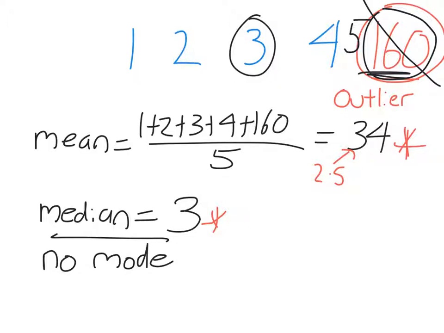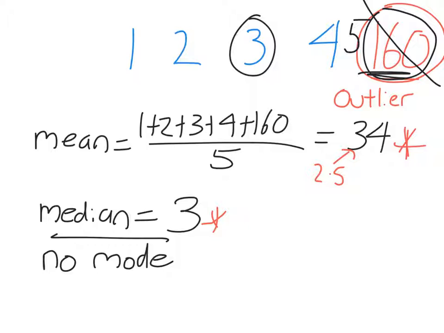So the mean is a lot more susceptible to outliers than is the median or the mode. And so for that reason, sometimes it's a lot better to report the median or the mode than it is to report the mean. So I'll give you an example of this.